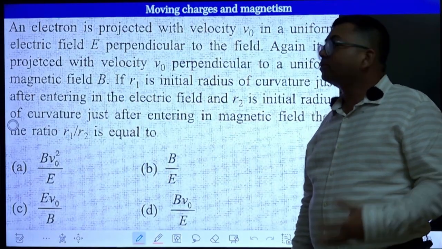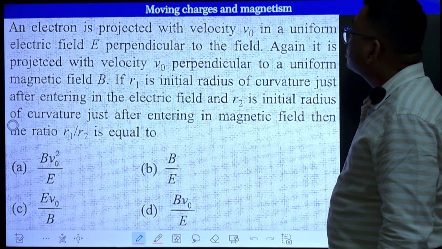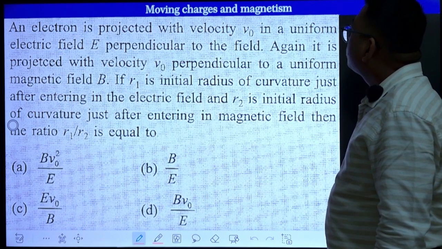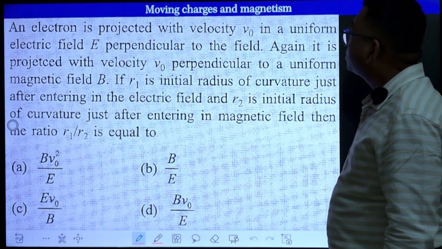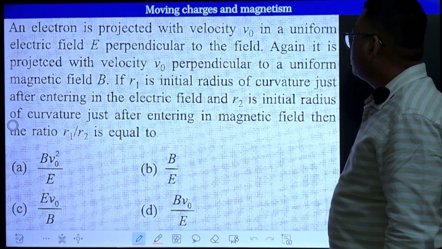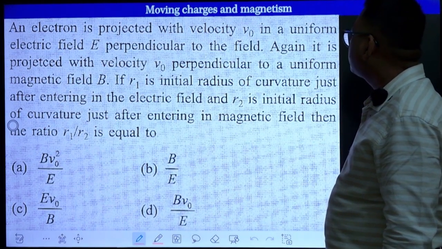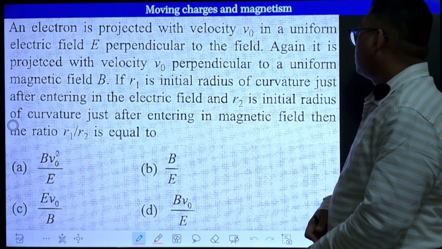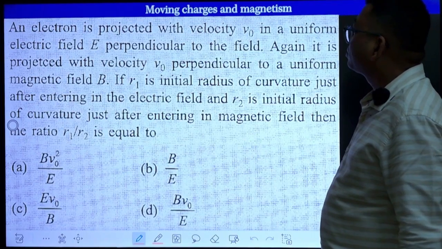Let us move to the next question. An electron is projected with velocity v naught in a uniform electric field, perpendicular to the field. Again, it is projected with velocity v naught perpendicular to a uniform magnetic field. If R1 is the initial radius of curvature just after entering the electric field and R2 is the initial radius just after entering the magnetic field, then find the ratio R1 to R2.